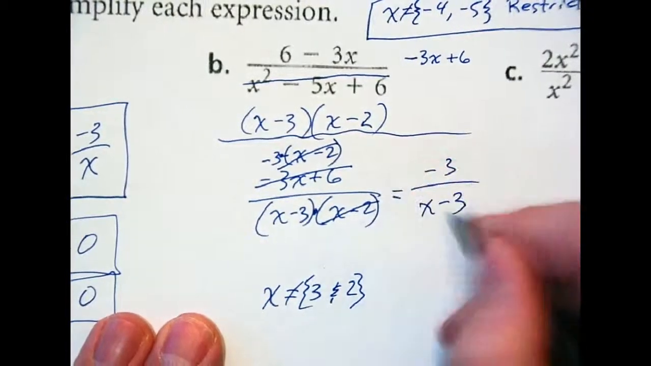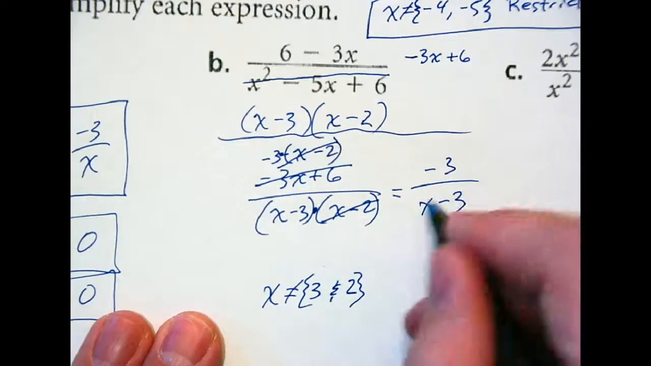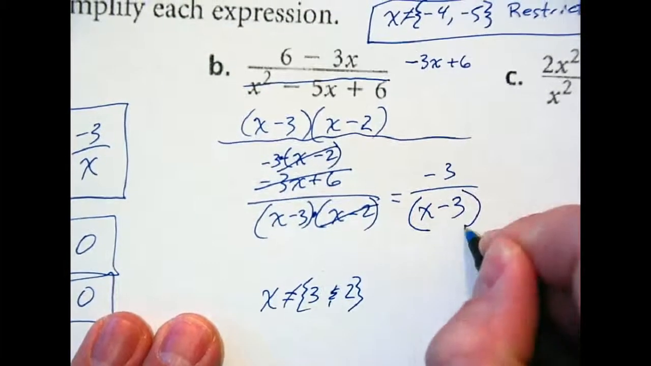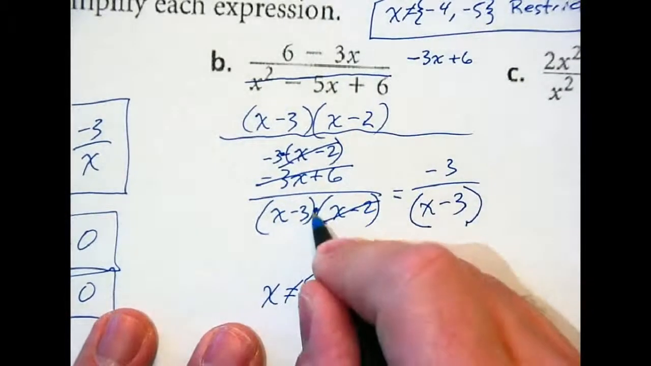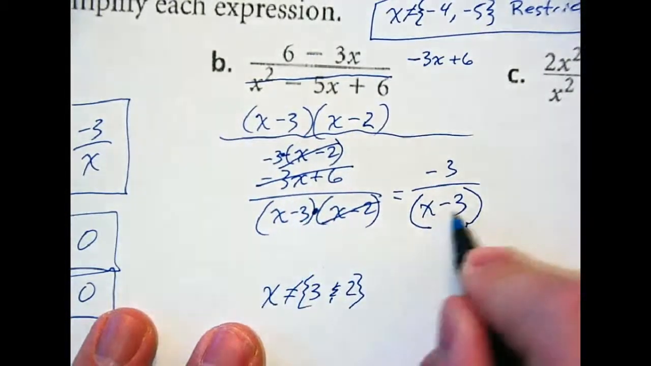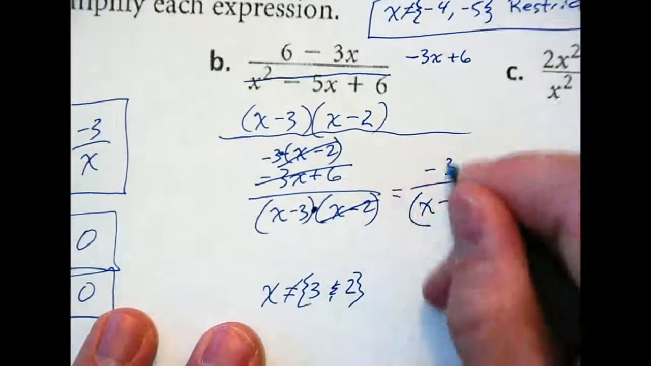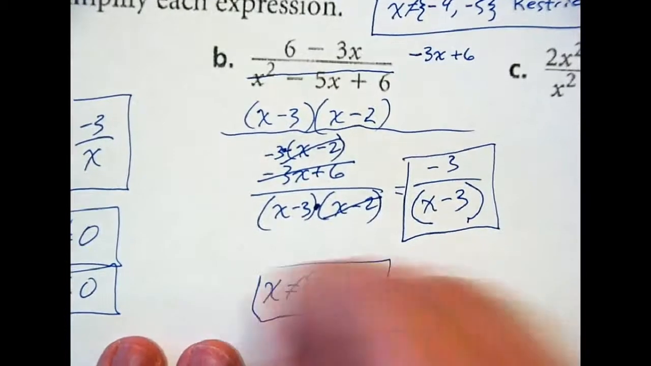Can I cancel the 3's? No. There's implied parentheses here. You have to cancel the whole bottom if you're going to do that. You can't cancel that 3. The reason we could cancel this is because you're multiplying. Here, we're not multiplying. We're adding a negative or subtracting. You cannot cancel the 3 there. That is our reduced form, and we're golden.